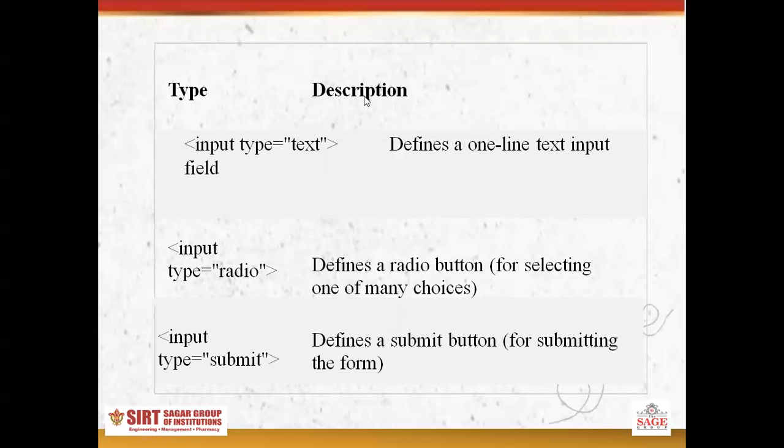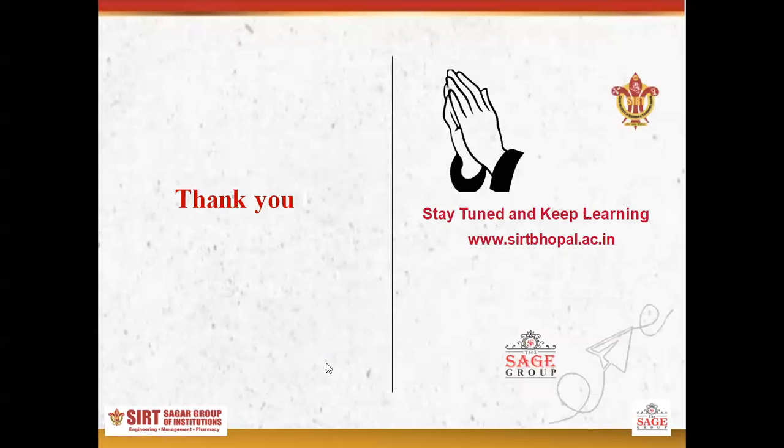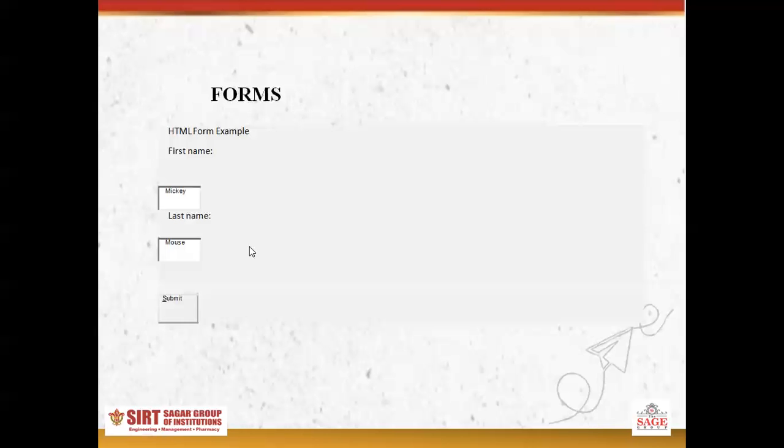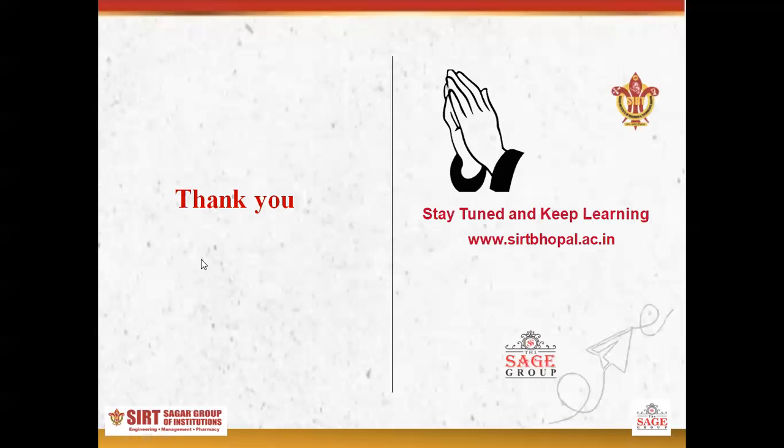Here are the types and their descriptions. The input text field defines a one-line text input. The next input type, radio, defines a radio button. The next input type is submit, which defines a submit button. This example creates this form. Here first name is Mickey, last name is Mouse, then a submit button. These are radio buttons. So in a form you can create radio buttons also.